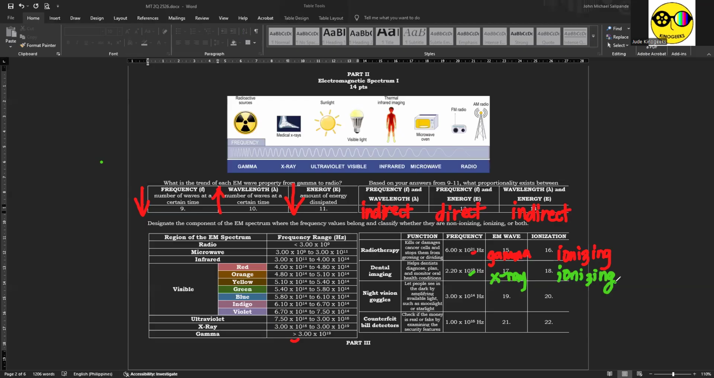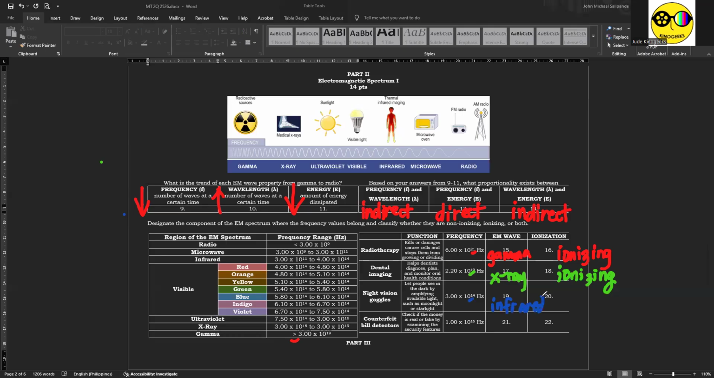Okay. Next, night vision goggles. Night vision goggles let people see in the dark by amplifying available light, such as moonlight or starlight. So for night vision goggles, which have a frequency of 3 times 10 to the power of positive 14, that belongs to the infrared region.